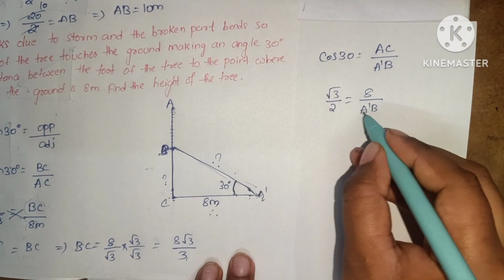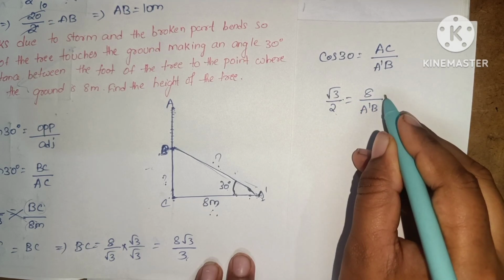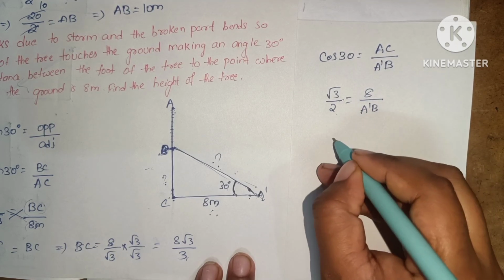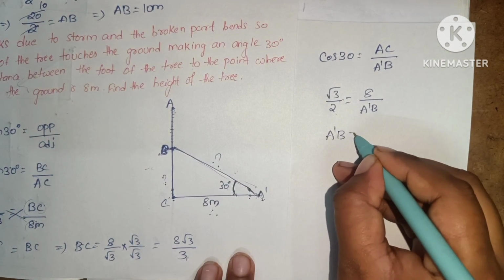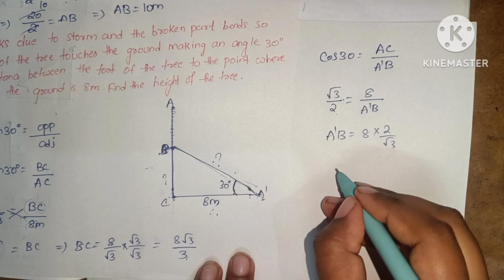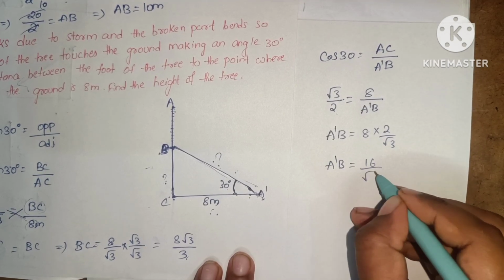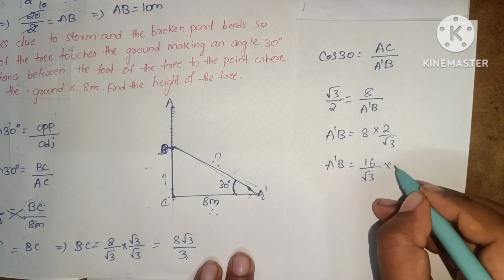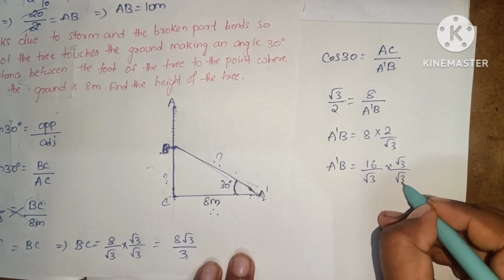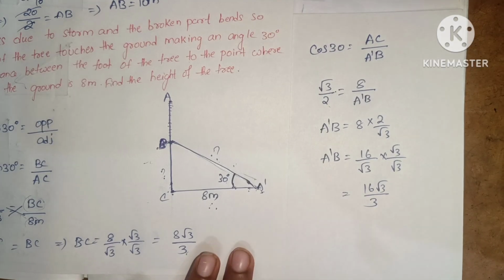So if you transpose A dash B to this side and root 3 by 2 to the right side, what will you get? A dash B equals 8 into 2 by root 3. That means A dash B equals 16 by root 3. How will you write this? Multiply by root 3 by root 3, that means 16 root 3 by 3.